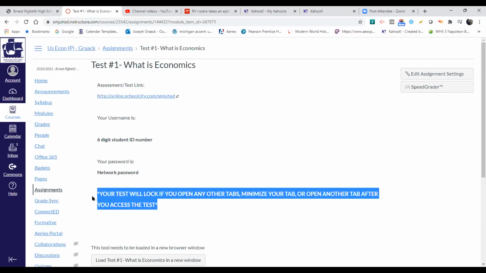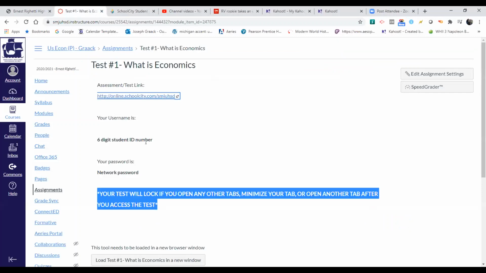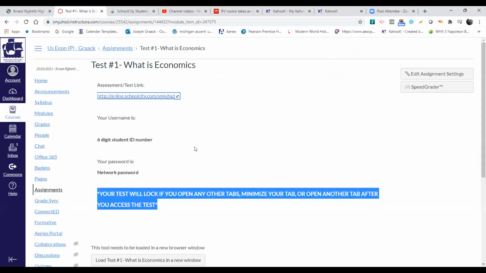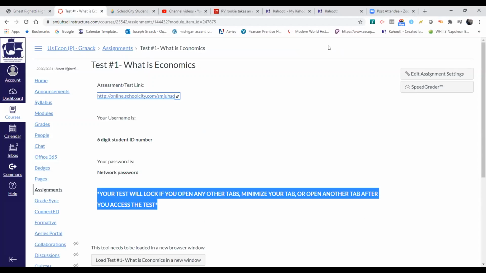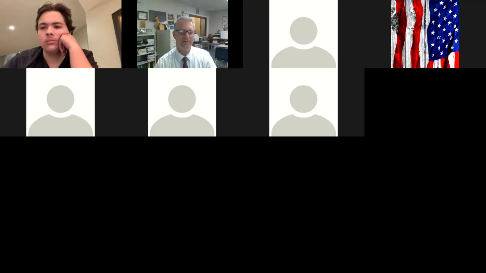So to access your test, all you're going to do is click on this link. You're going to get a box that looks like this. Your username that goes in this box here is your 6-digit code, your student ID number. And the network password is your tablet password or your email password. So let me show you what it looks like. I'll use one of our friends from 3rd period.